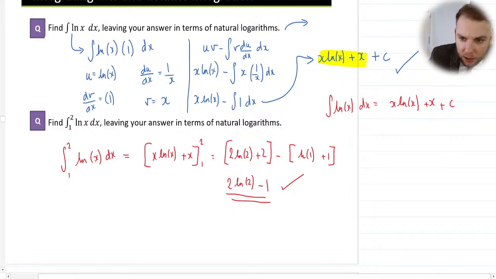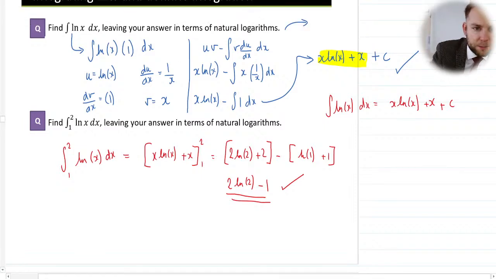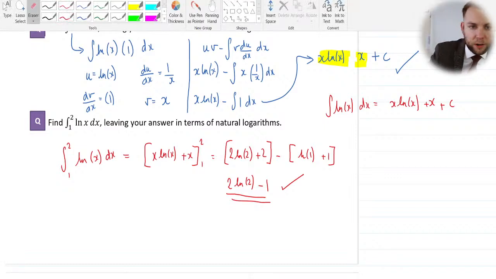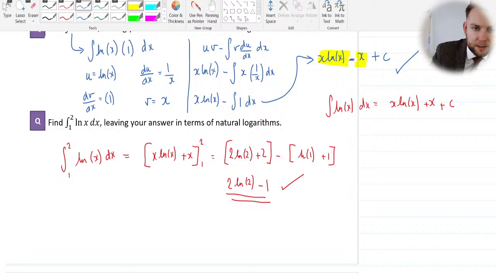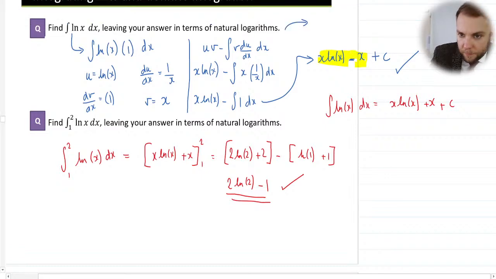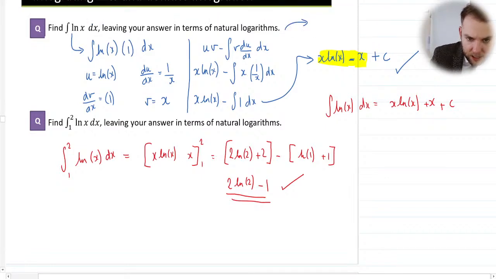Let me just check. Have I made a mistake here somewhere? I have made a little mistake, haven't I? And it's up here. This here, I wrote minus, but then this here needs to be minus x, sorry. This here needs to be minus x. And does that change this? So then this needs to be minus x there.